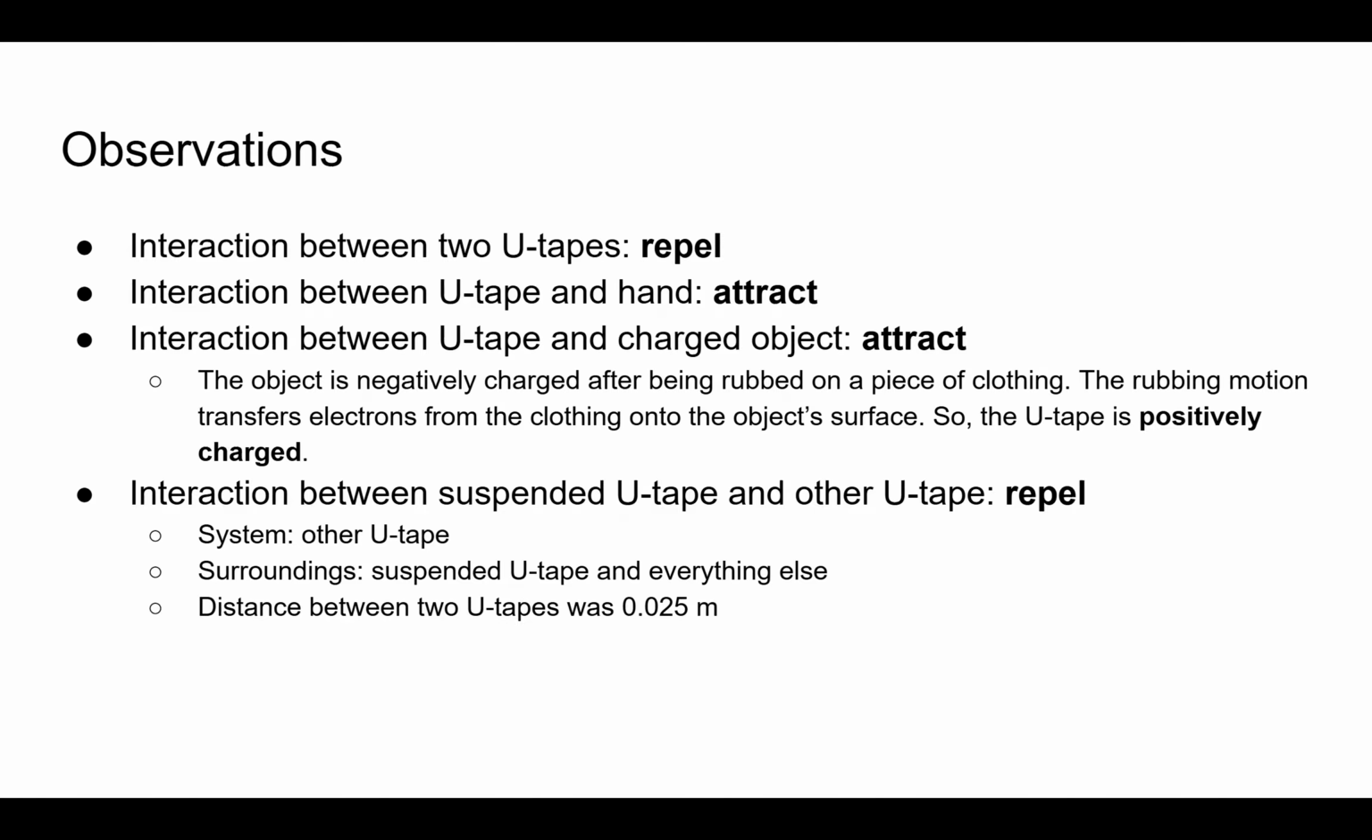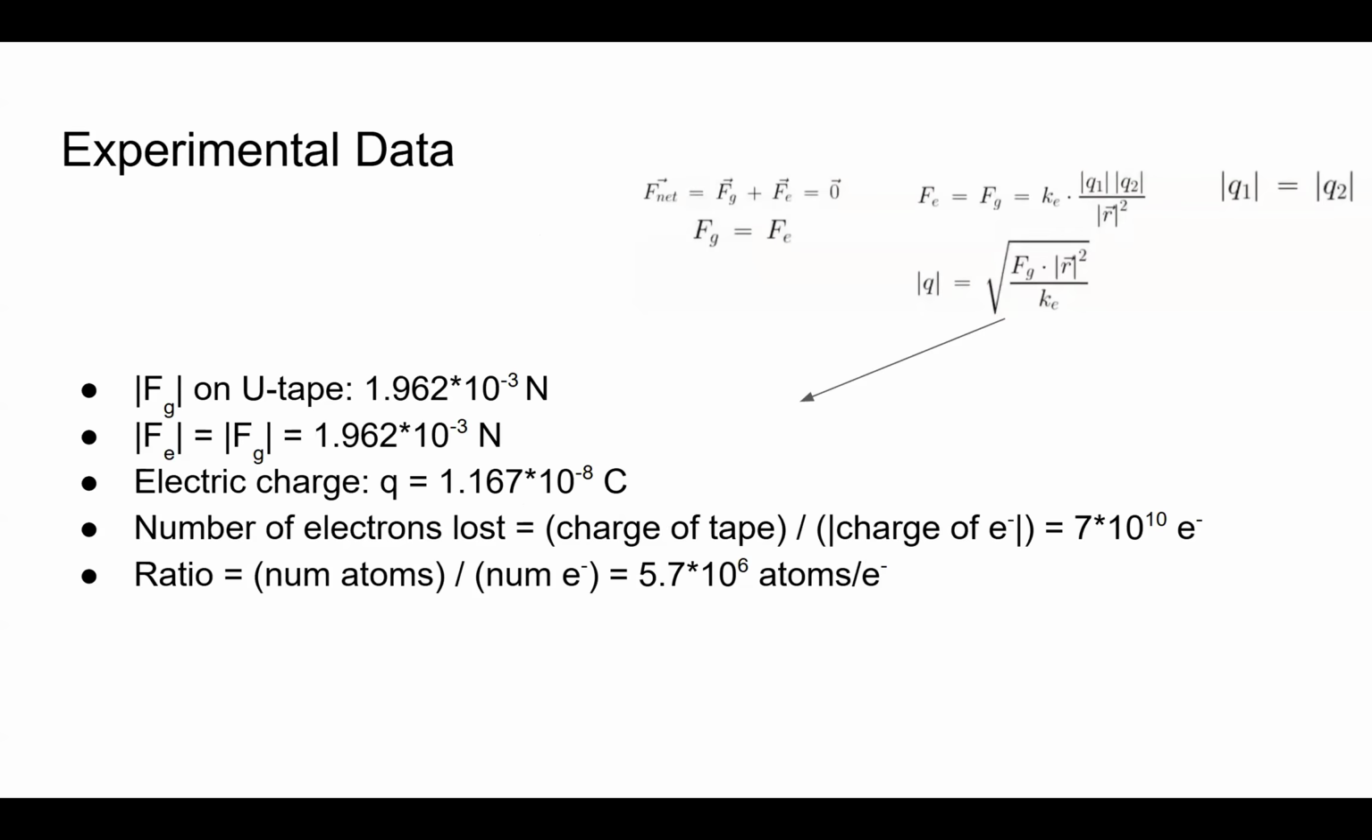Some calculations here. The magnitude of the gravitational force was 1.962 times 10 to the negative third. The magnitude of the electric force was 1.962 times 10 to the negative third. The electric charge was 1.167 times 10 to the negative eighth coulombs. The number of electrons lost was 7 times 10 to the 10th electrons. The ratio was 5.7 times 10 to the 6th atoms per electron, and you can see all the formulas that we used in the top right.